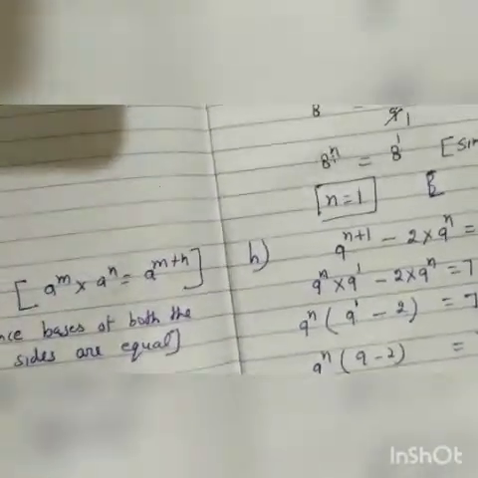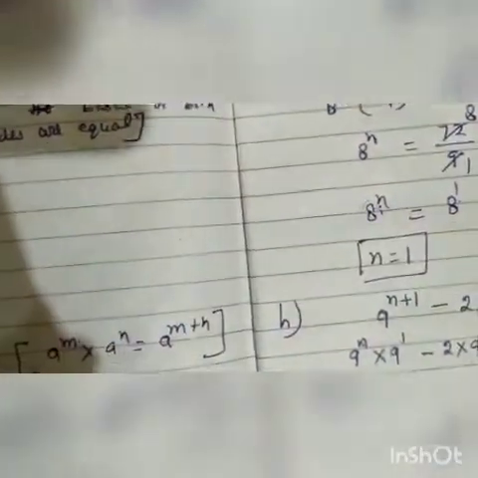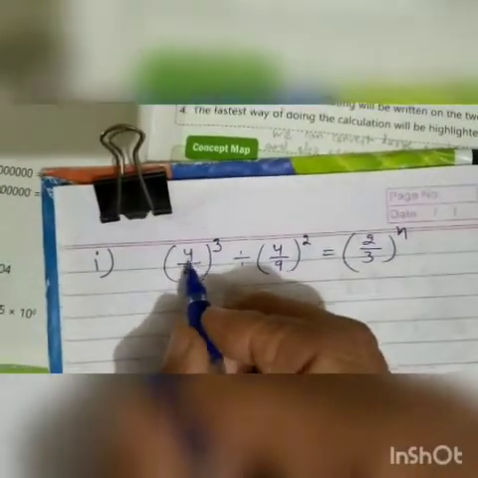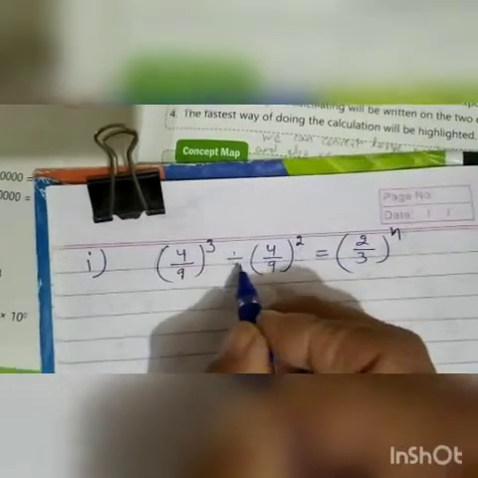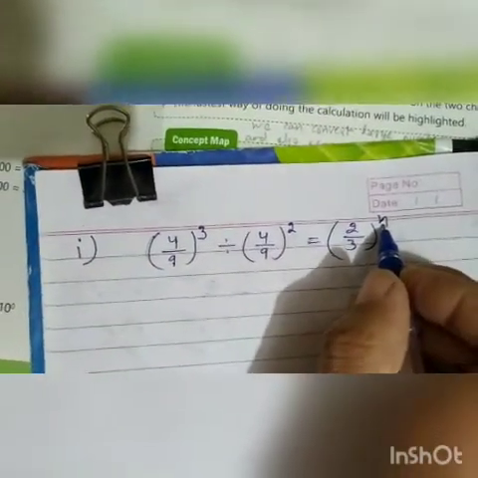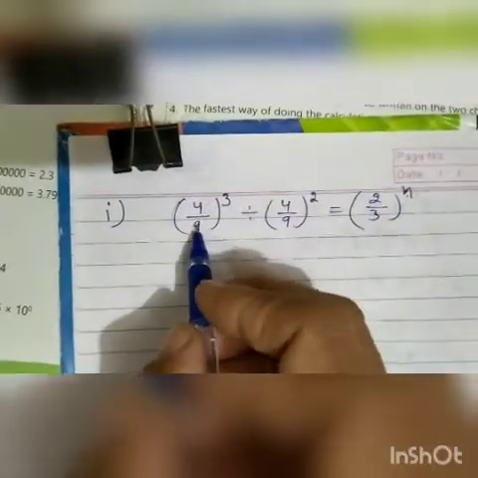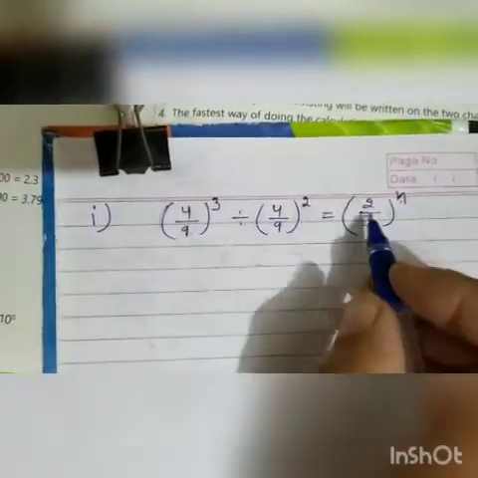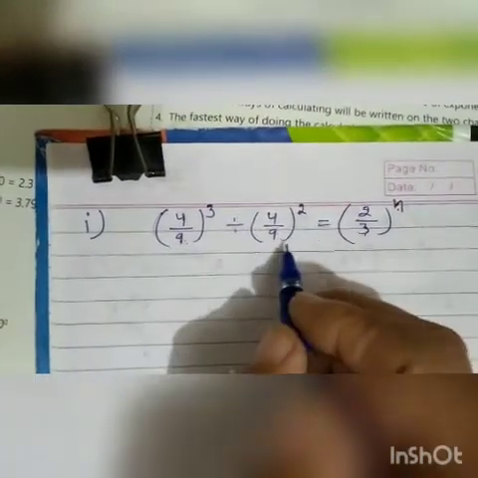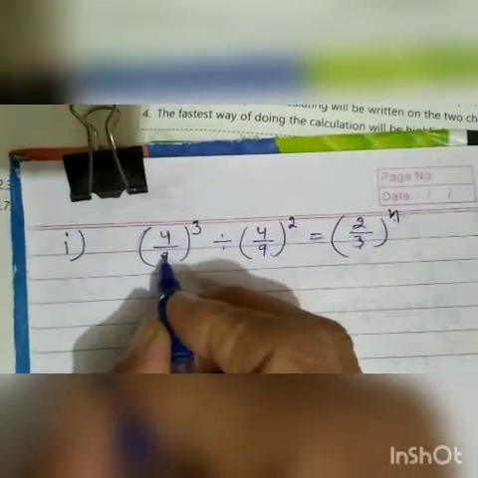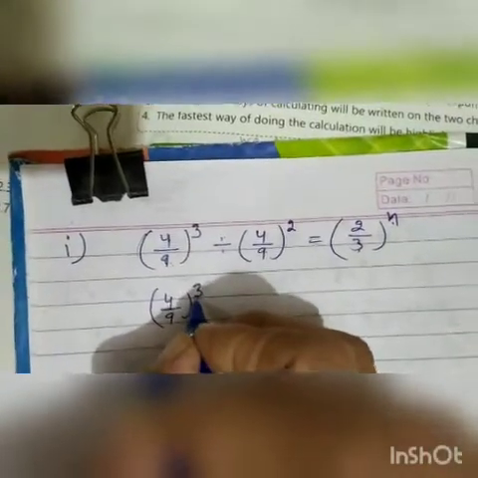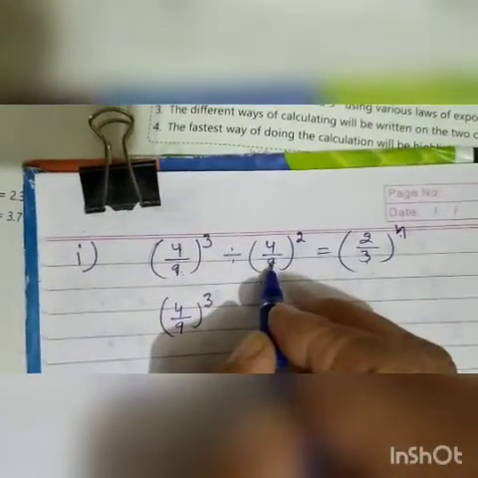Now come to the next and last part, I. I is 4 upon 9 power 3 divided by 4 upon 9 power 2 equal to 2 upon 3 power n. So students, see, these two bases are 4 upon 9, but this side base is 2 upon 3. First we will make all the bases the same. So this 4 upon 9 power 3 and both the bases are the same.